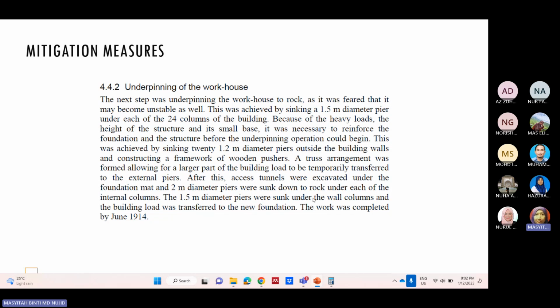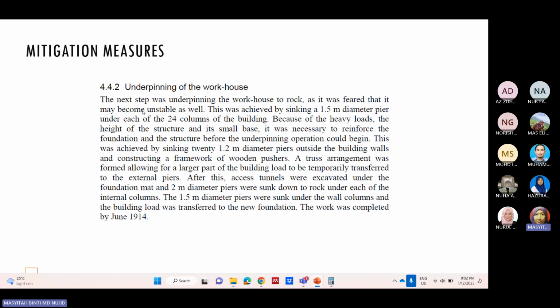were sunk down to rock under each of the internal columns. So the 1.5 meter diameter piers were sunk under the wall columns and the building load was transferred to the new foundations. So the work was completed by June 1914.